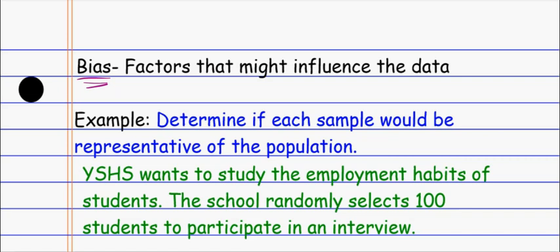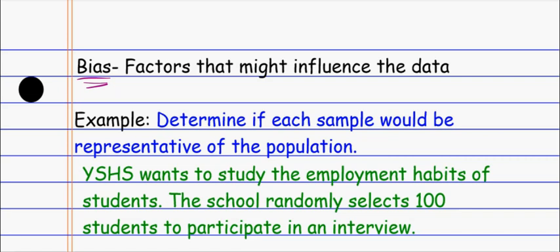Okay. And sometimes we look for bias where a company is conducting their own surveys and they want to influence this thing positively to make it look like their product or their company is better than it is. Okay. Or maybe someone else is taking surveys about something they dislike, and so they try to lead survey results towards negative outcomes. Okay. So bias is these factors that might influence the data.